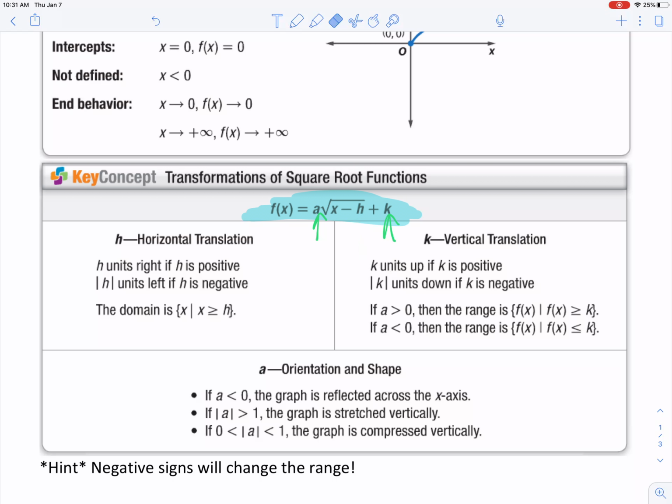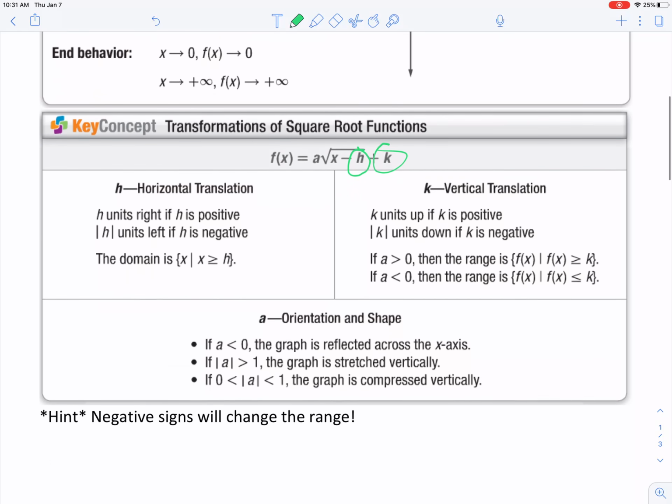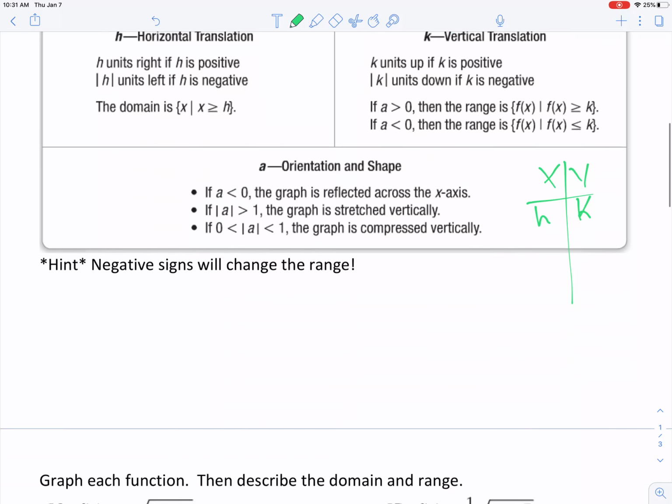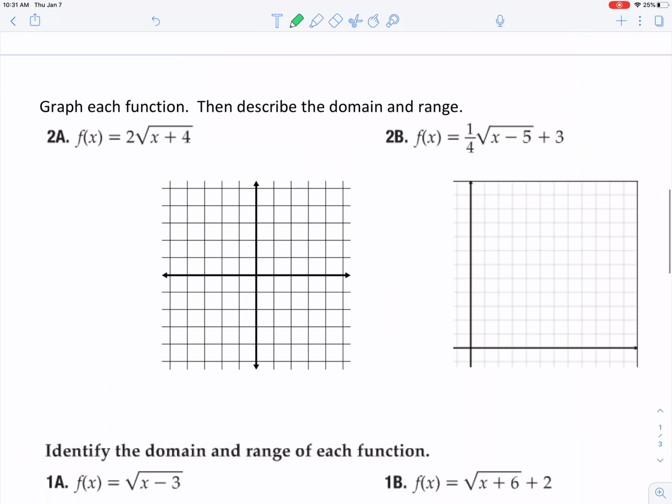Here's what I really want you to know from this page. H and k will tell you your starting point. So I say graph, you say table, and you're like, okay, well, how do I know where to start my table? h, k will always be your starting point right at the top. So let's actually try one here. Graph the function, then describe domain and range. So again, h, k is your starting spot here.